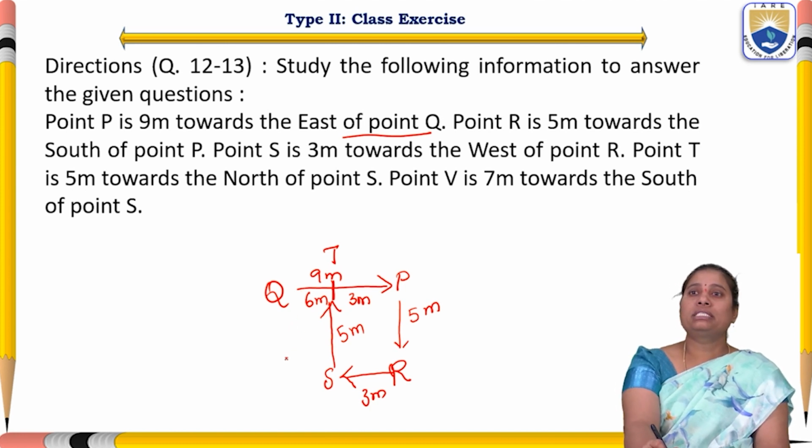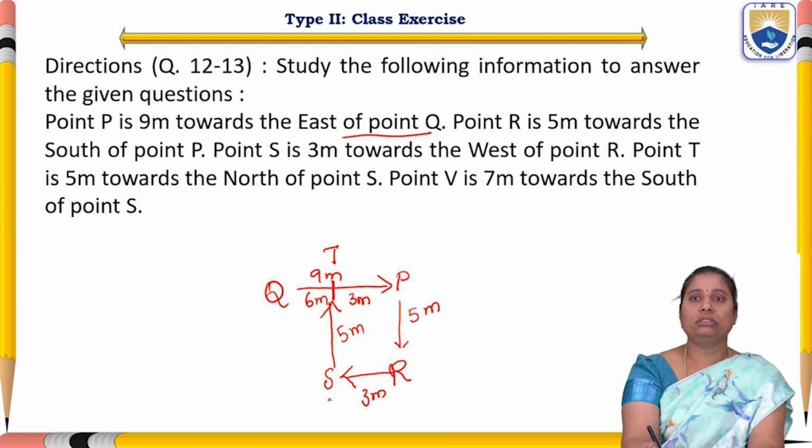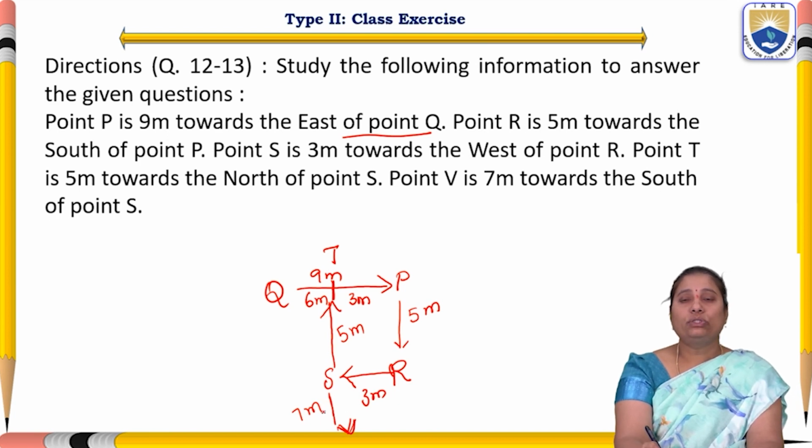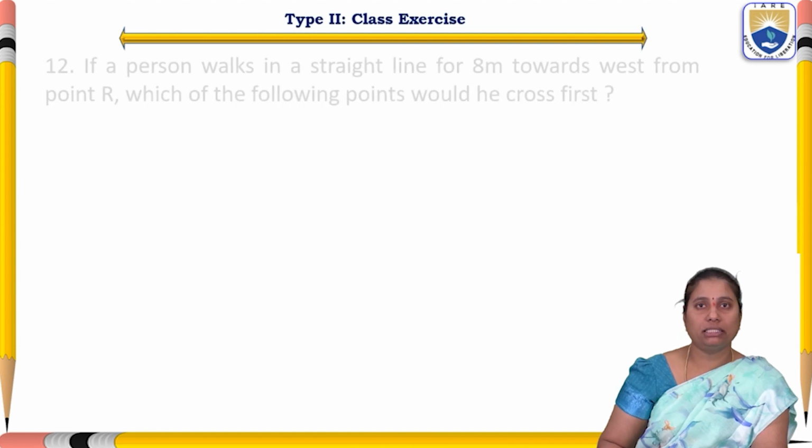And point V is 7 meters towards the south of point S. So S south point at 7 meters, point V is located. So this is the solution we have drawn and the positions of each and every person in this given problem. Let us see the questions they will ask us.